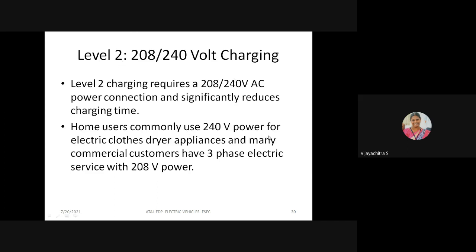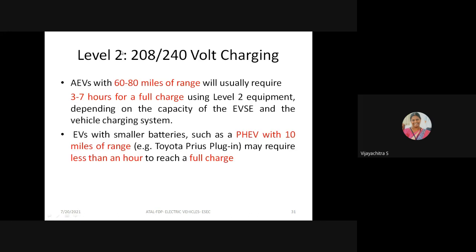and we are able to perform level 2 charging. With the help of level 2 charging, we can provide 60 to 80 miles of range. To drive the car for 60 to 80 miles of range, it requires full charging within 3 to 7 hours. See, in the previous one, it took almost half a day, nearly 14 hours, double the hours. But here, this is about 50%, 3 to 7 hours itself to complete full charging.